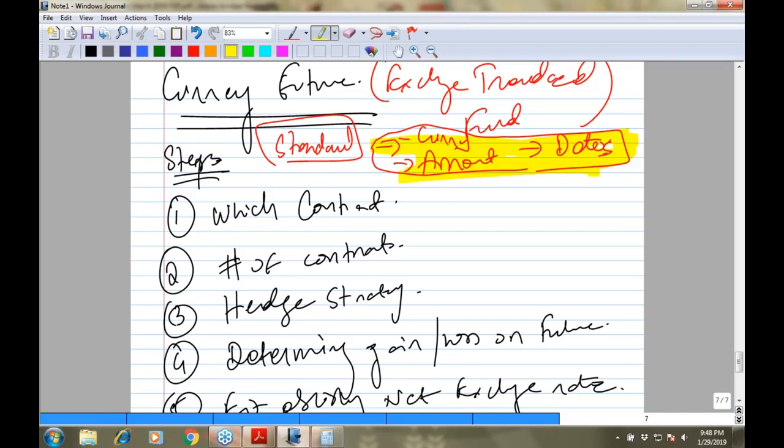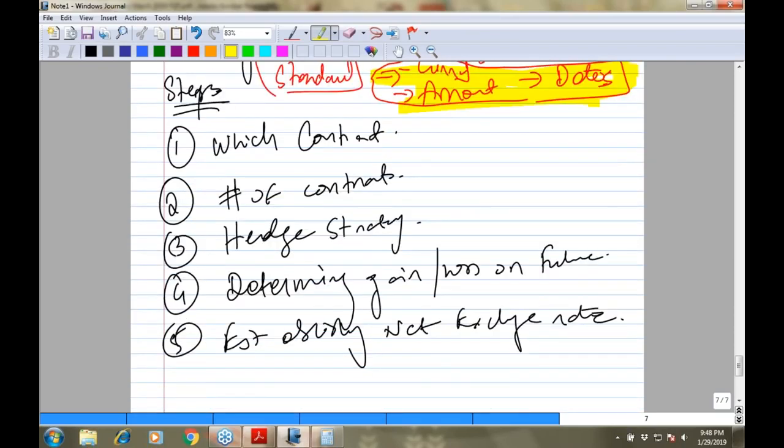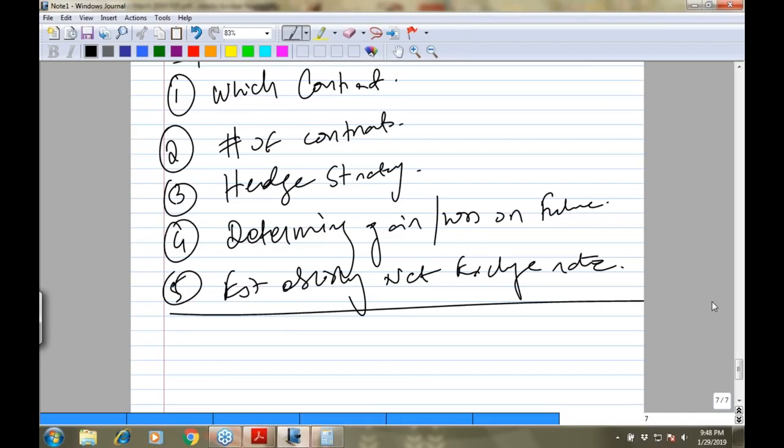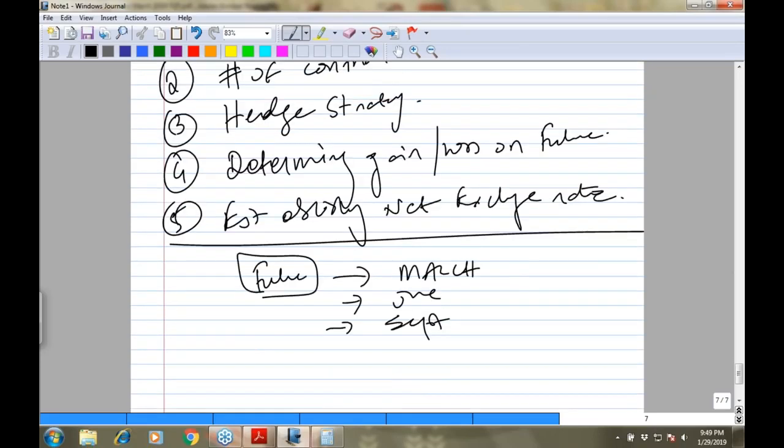The forward contracts are not tradable. Futures contracts are traded contracts. Now, usually what happens in the exam scenario is that you would be given currency futures with various maturities. Like it could be March maturity, June maturity, September maturity, etc. So you could be given the currency future with various maturities.